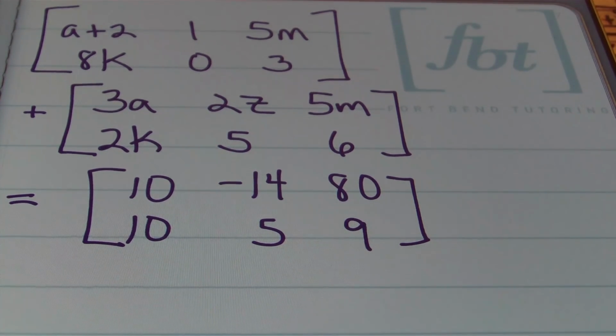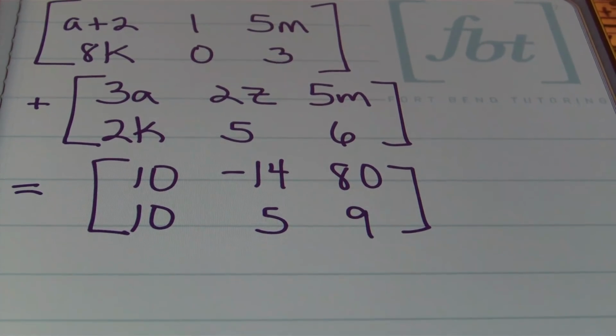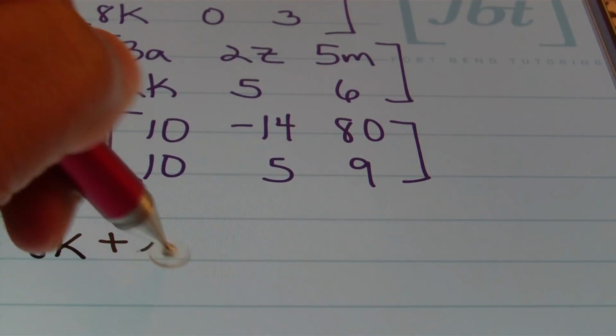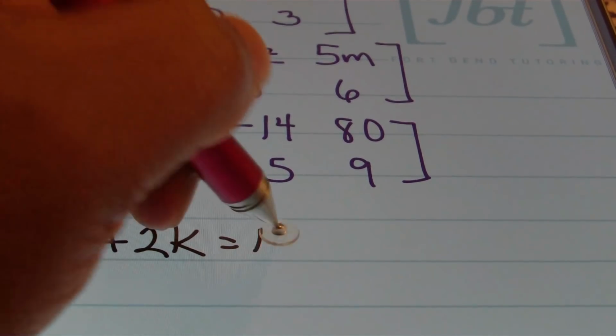All right, so solving for k, that means that we'll be focusing on the elements that are located in the second row and in the first column, all right? So we're going to string together all of these elements using the operations that we find in the original equation to set up our equation to solve for k. It looks like this. We'll have 8k plus 2k equals 10.